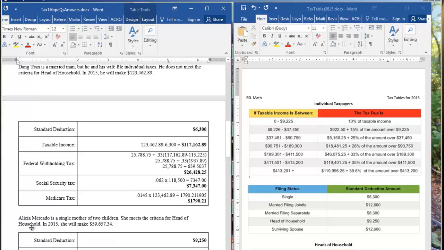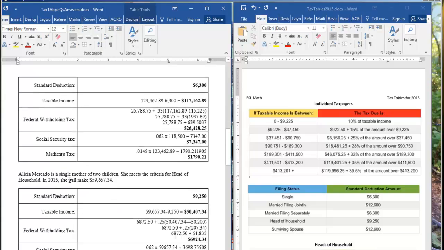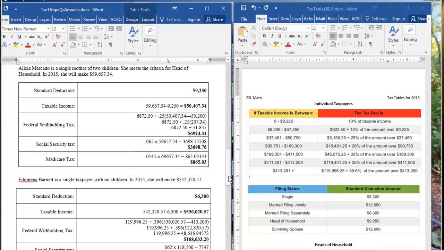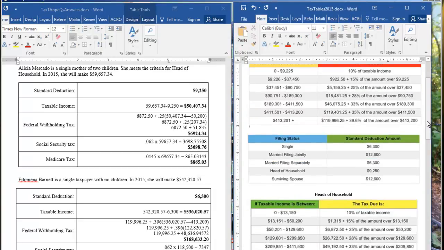We find the next question down. Let's see. Alicia Mercado is a single mother of 2 children. She meets the criteria for head of household. Great. So we can see head of household. Her standard deduction is going to be $9,250. And then you can run those numbers straight from there. And we'll take her off of the head of household. Let's see if I did that one right.